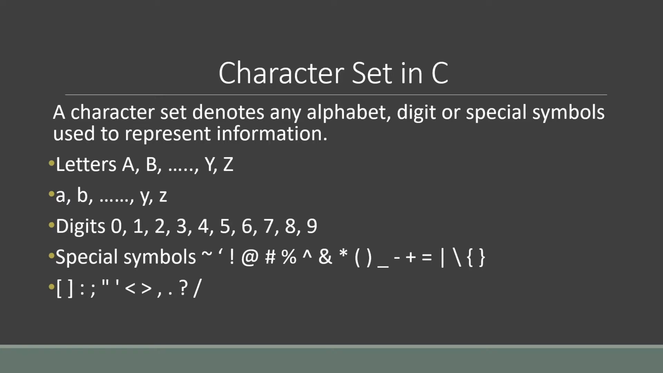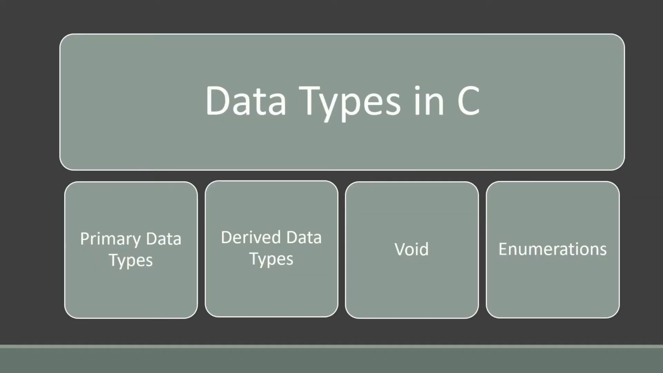Now, let's discuss the basic data types in C. Data types specify the type of data that the user is going to enter into the program. The C language supports majorly two types of data types: primary data types and derived data types. Technically, there are two more categories in data types: enumerations and void. But for this video, we'll stick to discussing primary data types only.